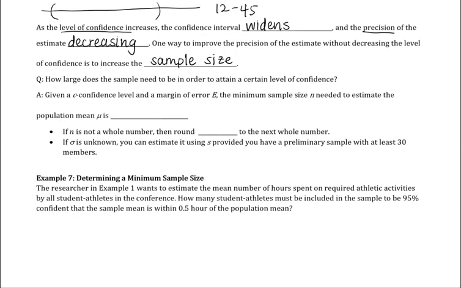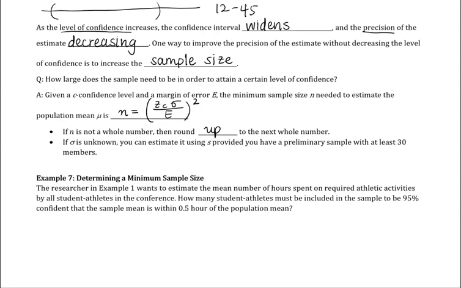Well, the answer to that question is your sample size should be equal to your critical value z sub c multiplied by your population standard deviation divided by your error, all squared. And if that sample size does not come out to be a whole number, then you will round it up to the nearest whole number.